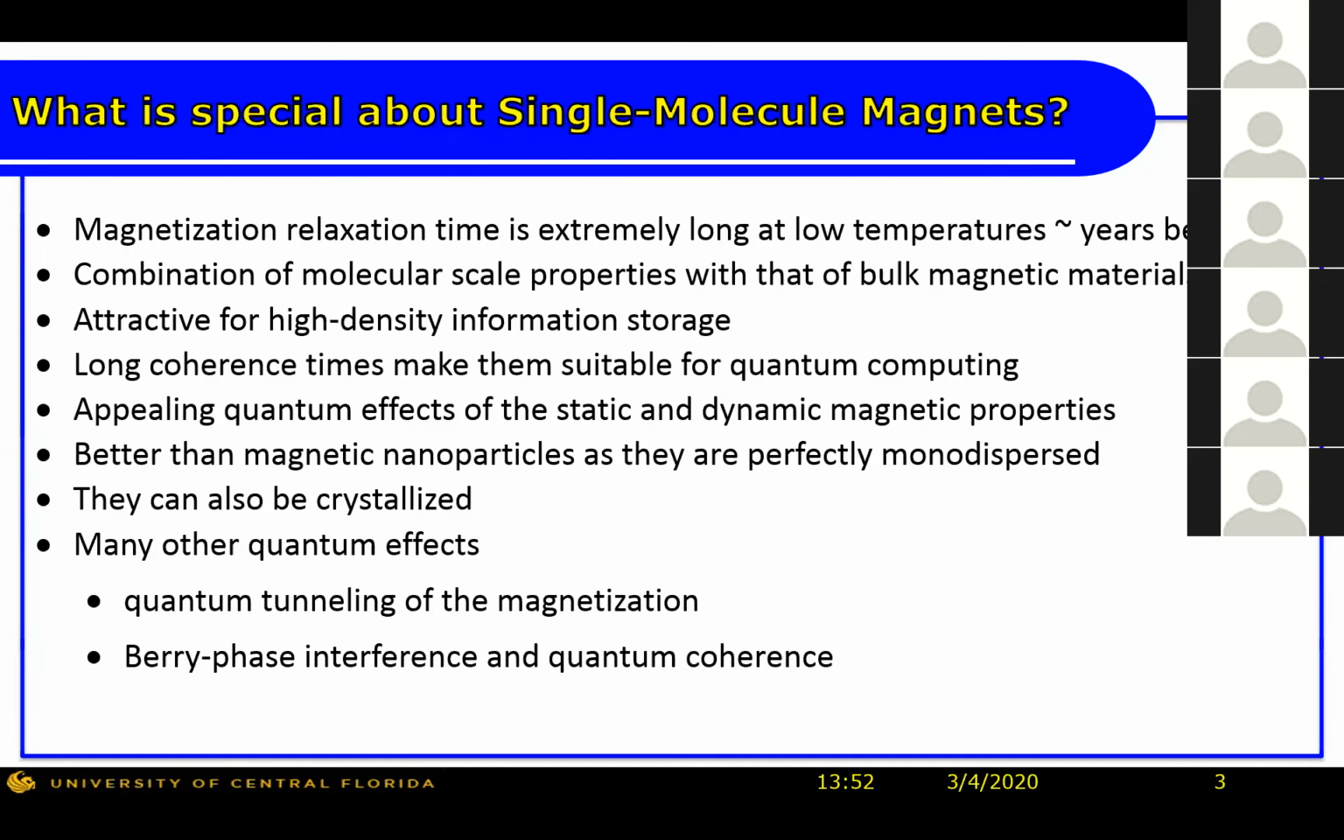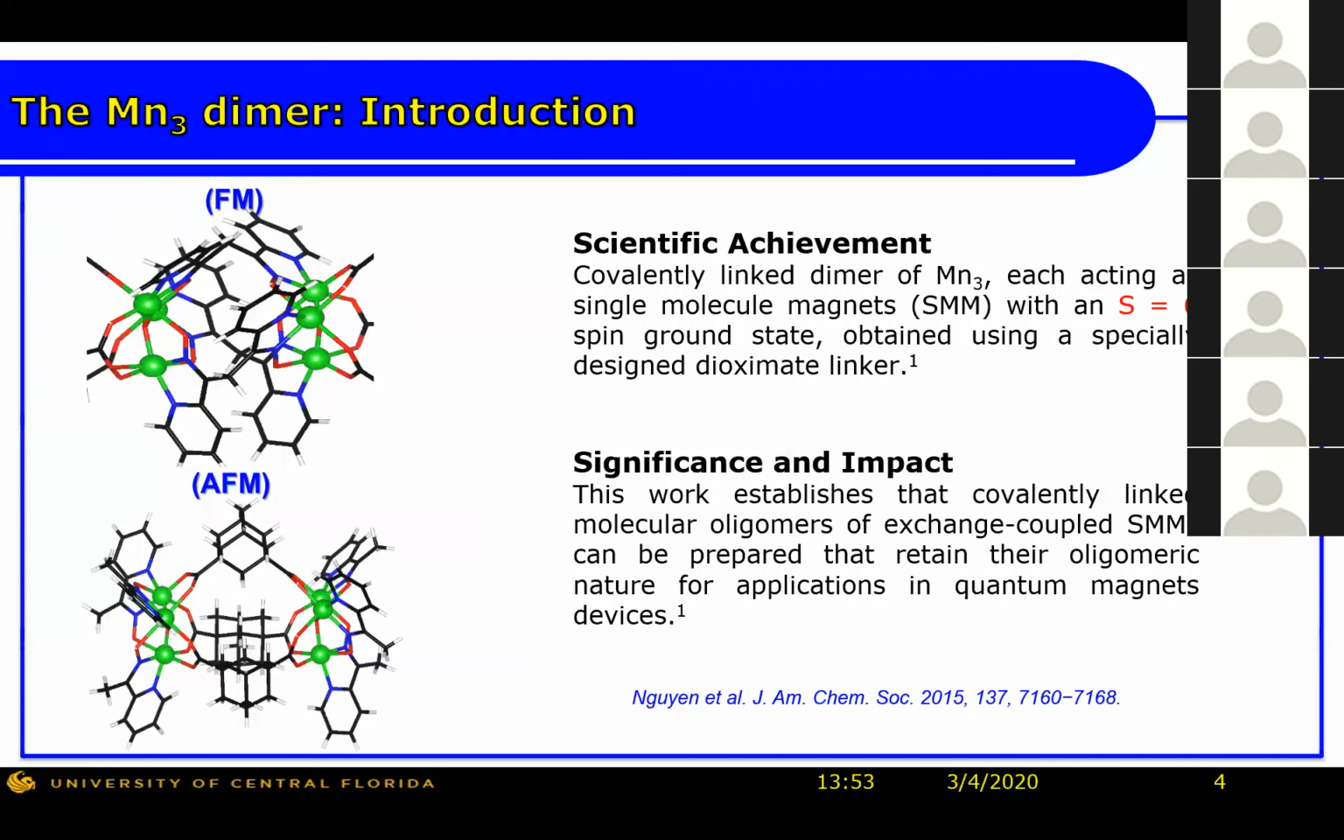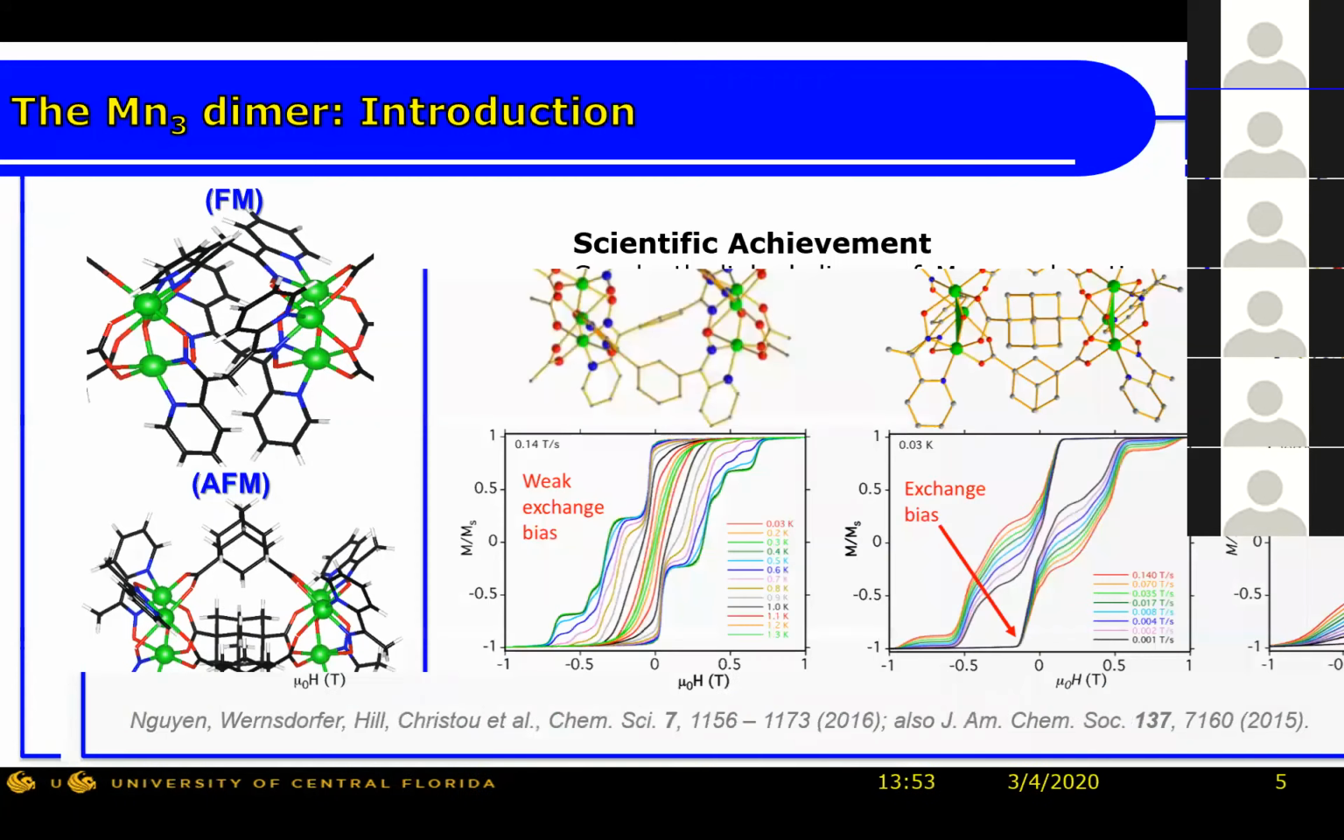So basically, I think I'm going to skip this because you all are very familiar with why we are talking about single molecule magnets. And the main thing here is again, these are the dimers that I mentioned. 3 manganese atoms coupled ferromagnetically in this case, and coupled antiferromagnetically in the other case. Of course, that coupling depends on the ligand that you use, and these are 2 different ligands.